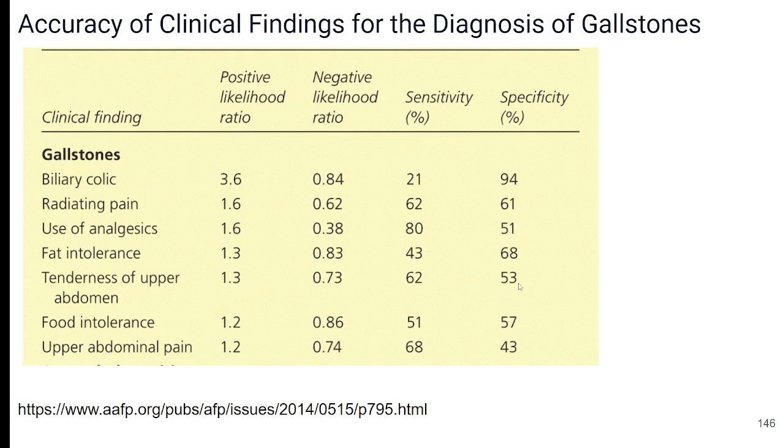Patients having fat intolerance, where consumption of fat produces discomfort, is also another sign which is more dependable. Then upper abdomen tenderness is seen in around 53% of the people. In general, anorexia and food intolerance could also be seen in around 57%, and upper abdominal pain in 43%.